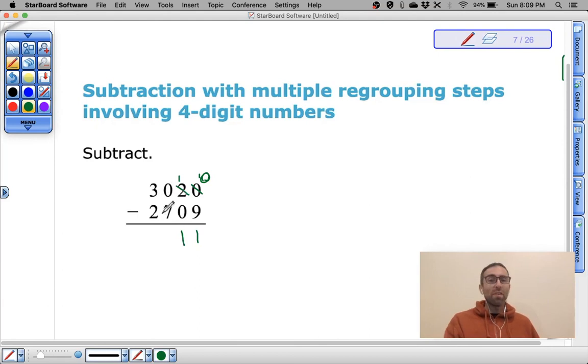0 minus 7, I can't do that, so I have to borrow from the 3. So that 3 becomes a 2, and this 0 here then becomes a 10. 10 minus 7 I can do, I get an answer of 3. 2 minus 2, I'm going to get an answer of 0, and I don't write that down, so 311 is your answer. So that wraps it up for all the problems that I'm going to cover, all those examples.